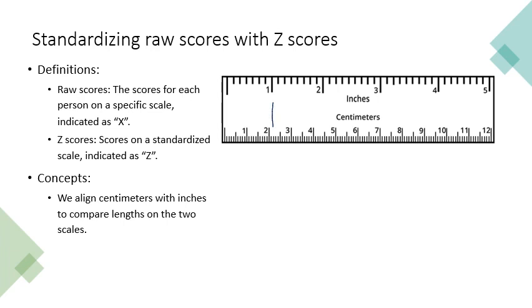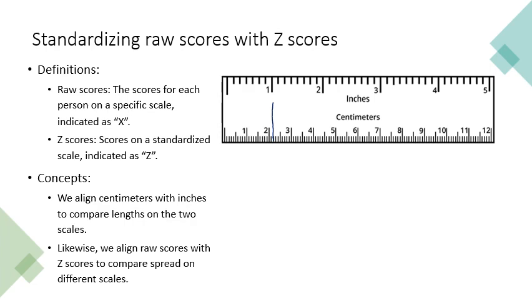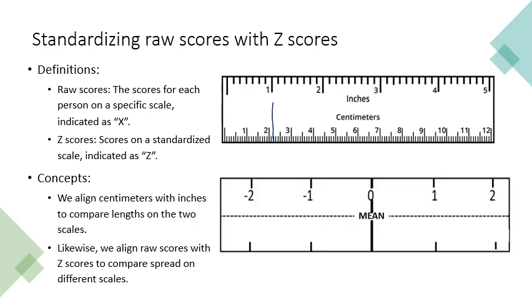Just like we align centimeters with inches to compare lengths on these two scales, where 1 inch is approximately equal to 2.5 centimeters, we can do the same thing by aligning raw scores with z-scores to compare spread on different scales.